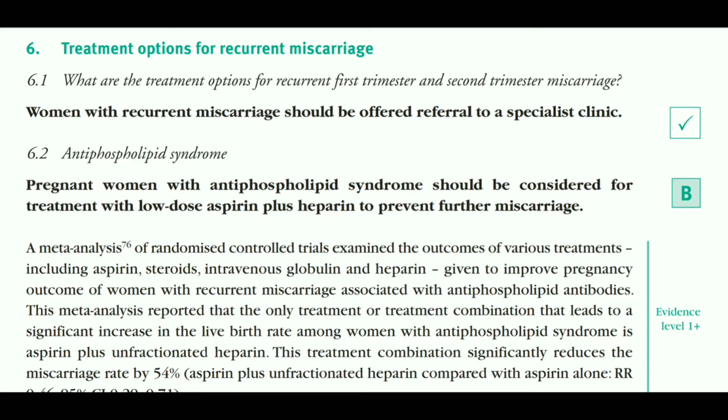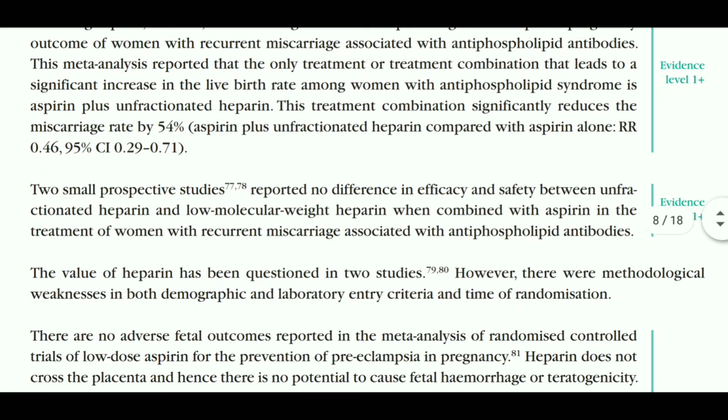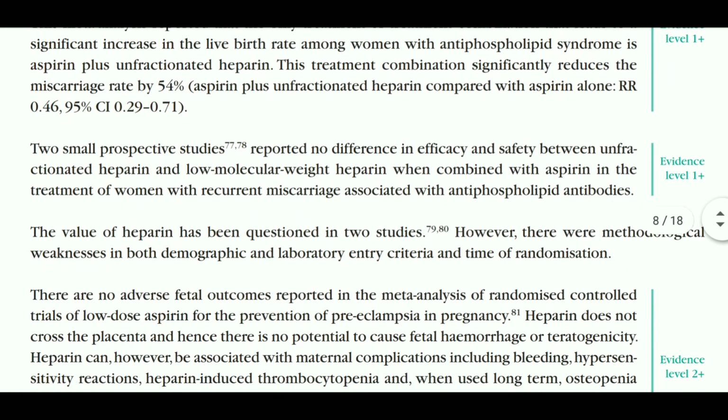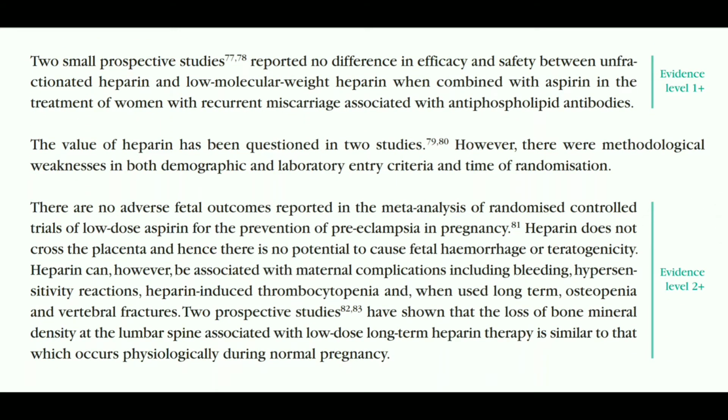This treatment combination significantly reduces the miscarriage rate by 54%: aspirin plus unfractionated heparin compared with aspirin alone. Two small retrospective studies reported no difference in the efficacy and safety between unfractionated heparin and low molecular weight heparin when compared with aspirin in the treatment of women with recurrent miscarriages associated with antiphospholipid antibodies. The value of heparin has been questioned in two studies. However, there are methodological weaknesses in both demographic and laboratory entry criteria at the time of randomization.